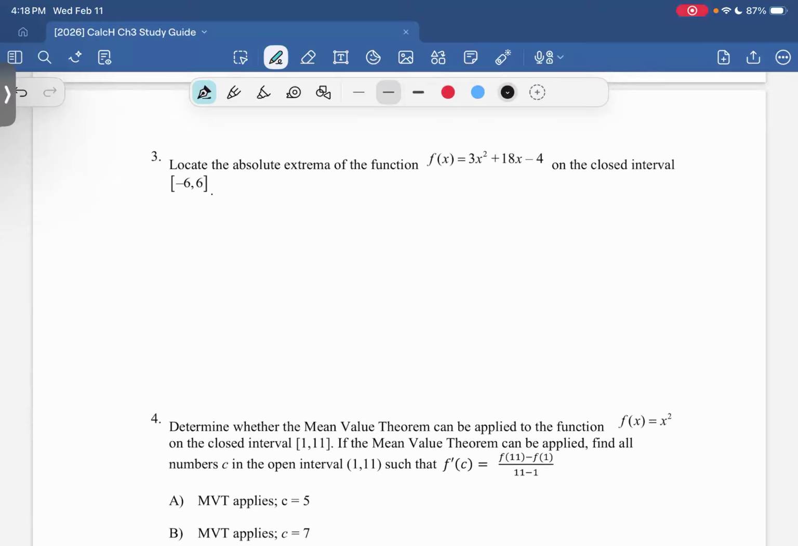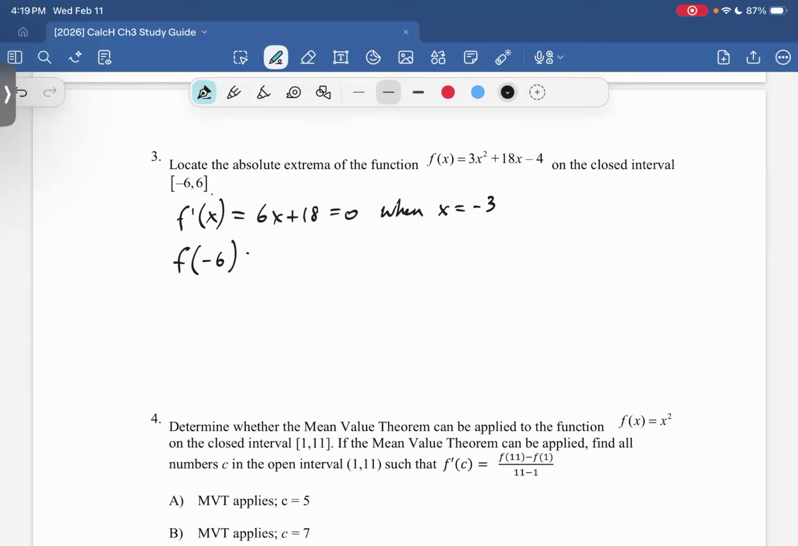Locate the absolute extrema of this function on the closed interval. So to do that, let's find the critical numbers first, and then we'll have to test the function at the critical numbers within the interval and also the endpoints of the interval. So here's my derivative, and this is equal to 0 when x equals -3. Okay, so that means I need to test x equals -6. Let me do that.